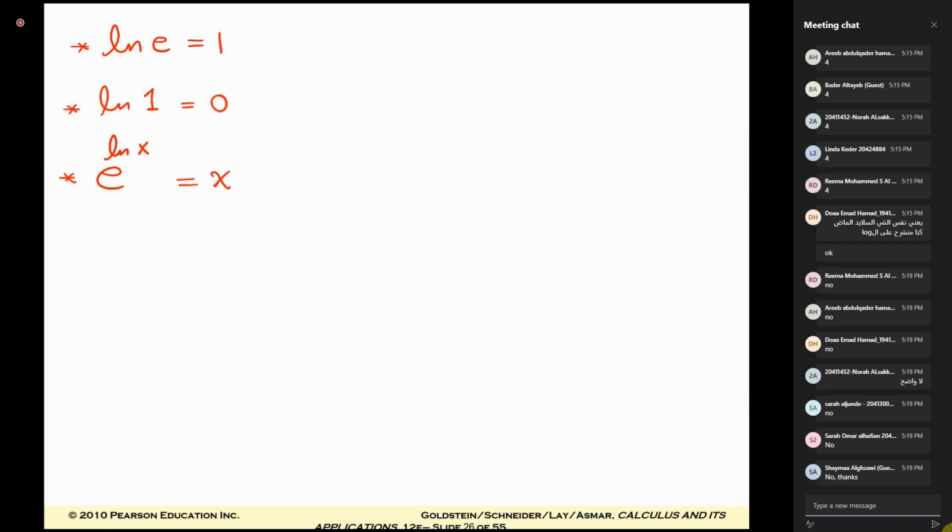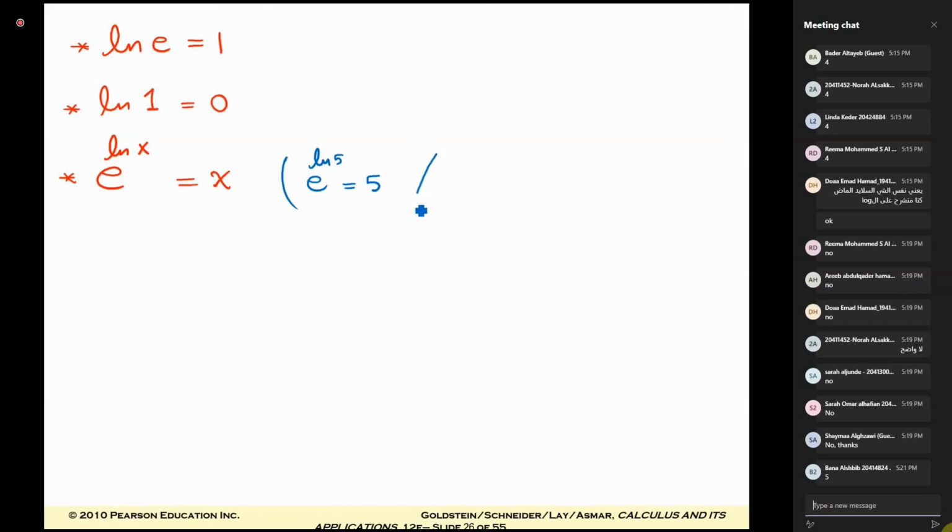Okay, for example, just for example, e to the power ln 5. Directly, we can remove e with ln, so we have 5. Also e to the power ln x square, so we can remove e with ln, we have x square. Like this.